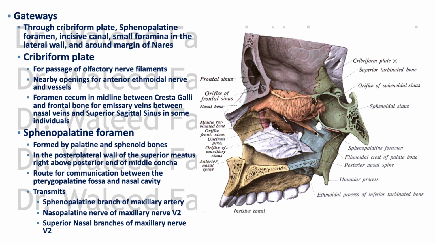The sphenopalatine foramen. Now, the sphenopalatine foramen allows for the nasopalatine nerve, a branch of maxillary, the sphenopalatine branch of the maxillary artery as well, and nasal branches of the maxillary nerve to pass through it. It's a very important foramen. Don't neglect that. Okay, what else?